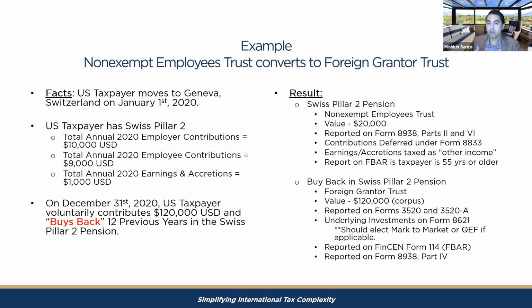The problem is that when you make that voluntary contribution, when you do that buyback, you've now basically split your pension from a US tax perspective into two different assets. The first asset will always be that non-exempt employees trust defined contribution plan. The second asset, which is the buyback amount, becomes a foreign grantor trust. And now you have dual reporting, you have an administrative nightmare from a tax reporting perspective. And when you try to liquidate this thing, you'll end up with a pretty bad result, because you'll have a lot of tax basis built up into it. And you may have a double or even a triple tax event that occurs.